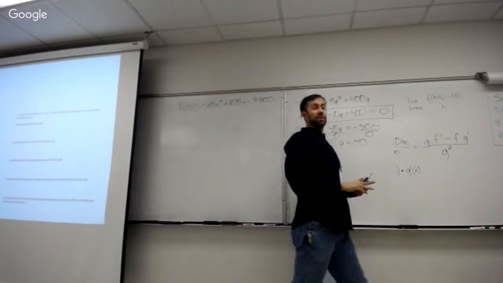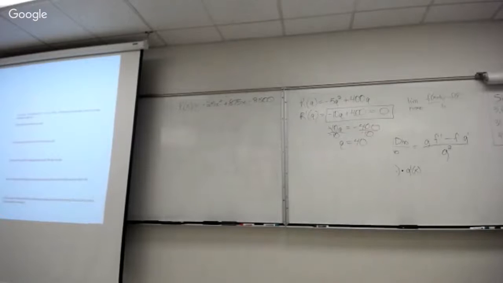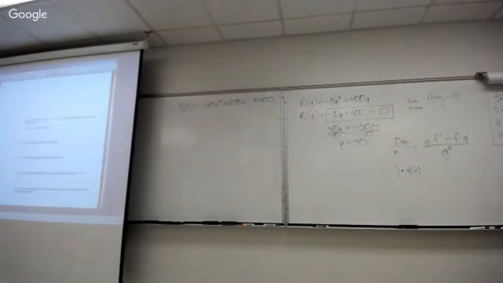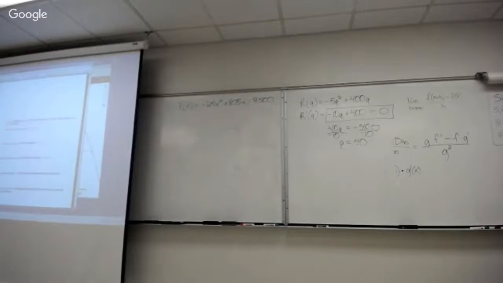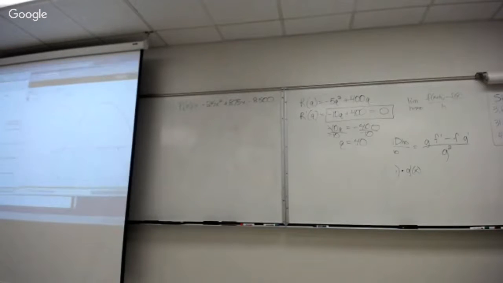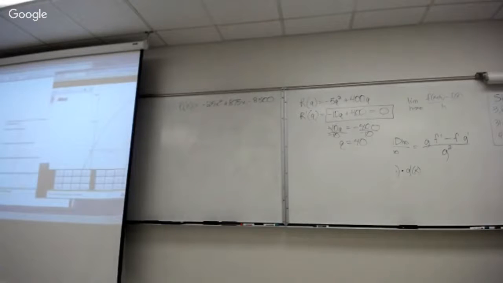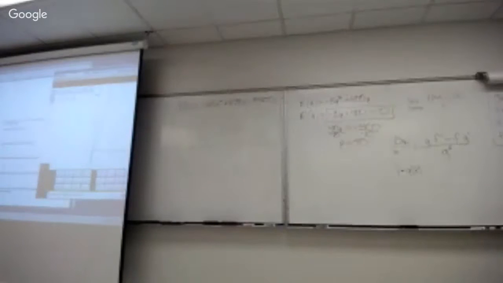What is the shape of this profit curve? It's a parabola. How is it facing? Yeah, it's upside down. It's facing down. So let's just go ahead and take a look at it real quick. Always a good idea to see what we're looking at. So negative 2.5x squared plus 875x minus 8,500. So here's our profit.